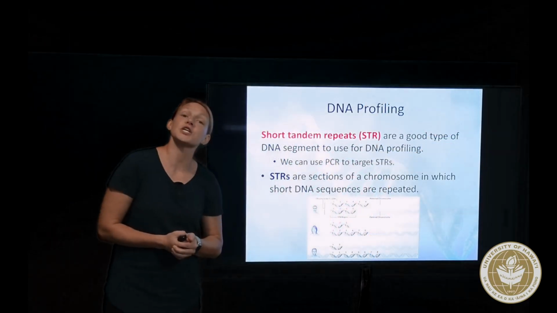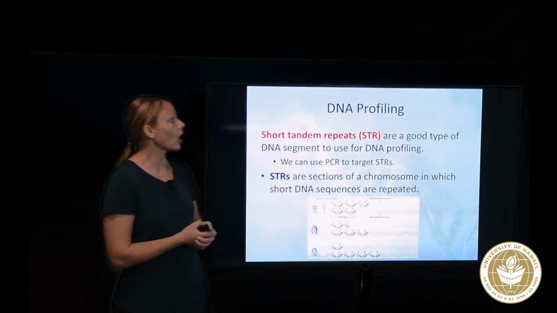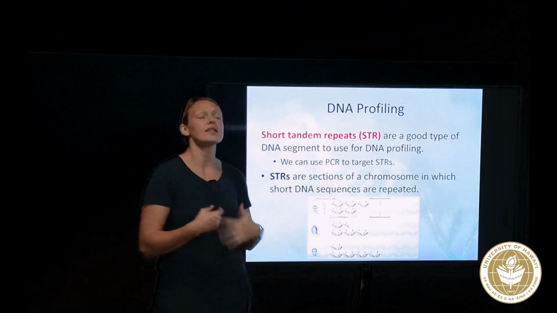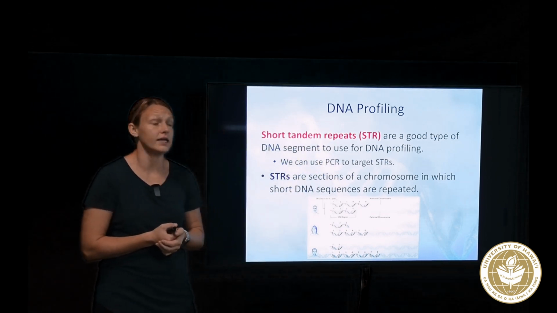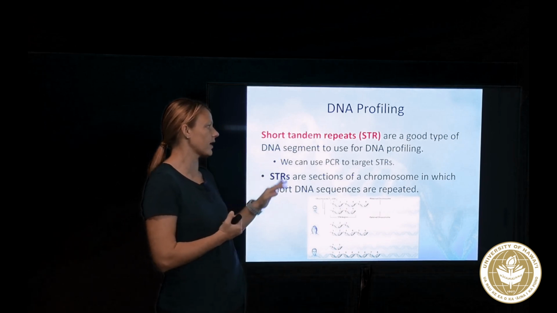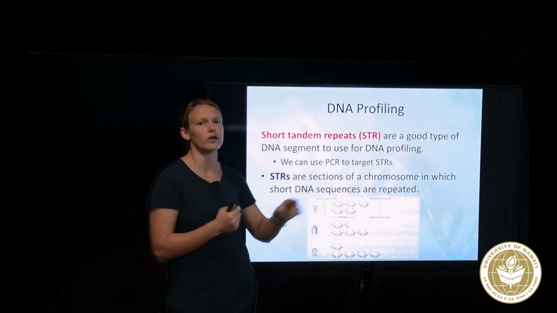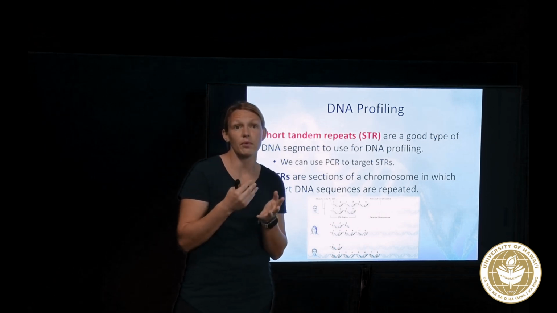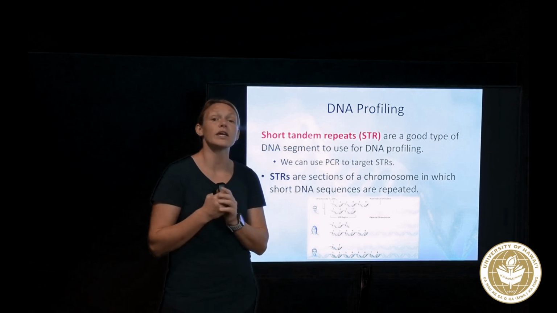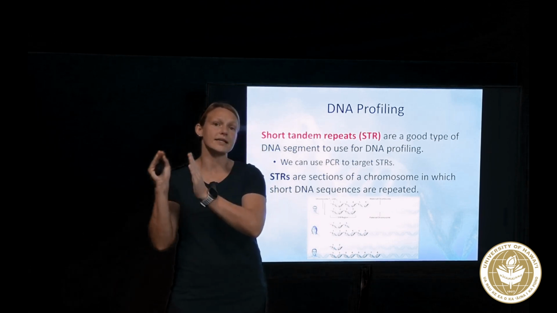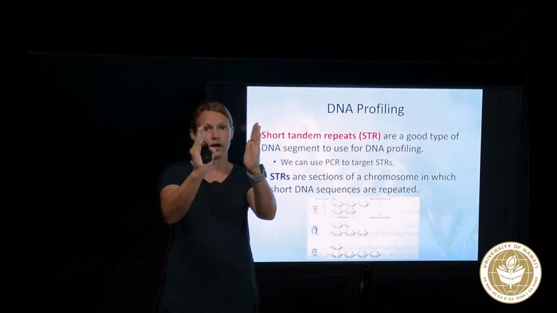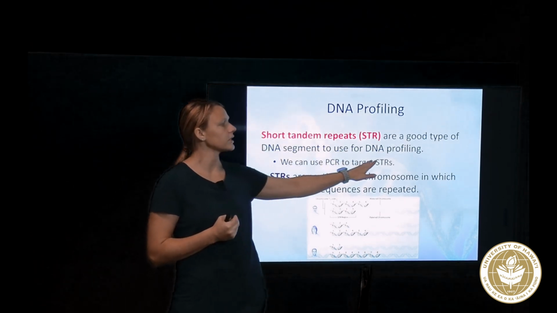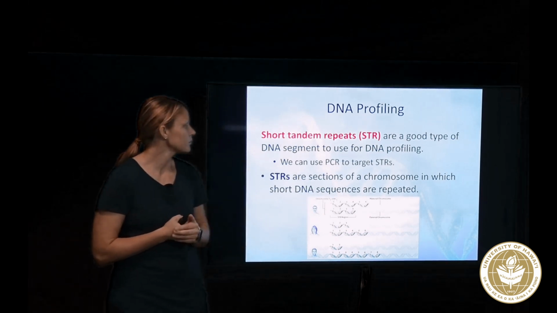The specific portions that we look at of that DNA are what we term STRs. These are short tandem repeats. These are a good type of DNA to actually use for DNA profiling. And we can use PCR. If you remember, I talked about those primers that tell that polymerase, the DNA polymerase, where exactly to bind. So we can use those primers to designate, hey, I want this STR to amplify a bunch of times. And so we can use that PCR to target the STRs.